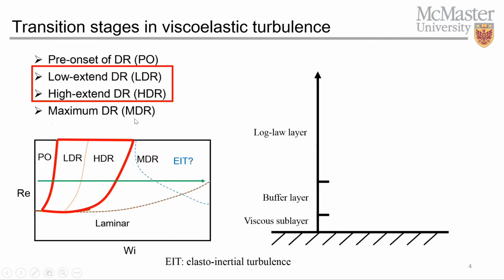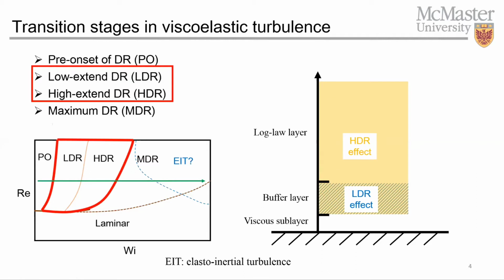These two stages are usually identified according to the influence zone in the turbulent boundary layer. For LDR, polymers can only affect the buffer layer, which leads to changes of flow statistics in this layer, for example, the increasing slope of the mean velocity profile. While in HDR, polymers start to change the slope of the mean velocity profile in the log-law layer as well.